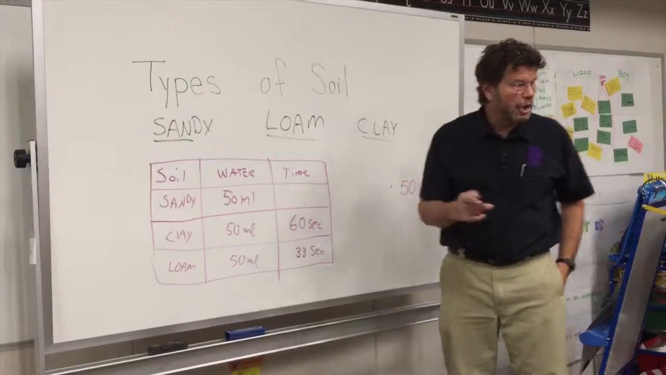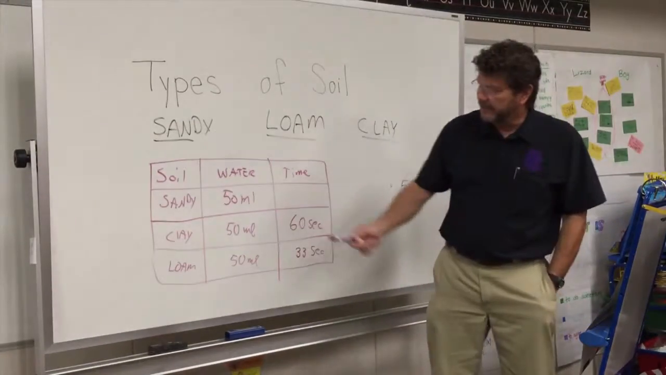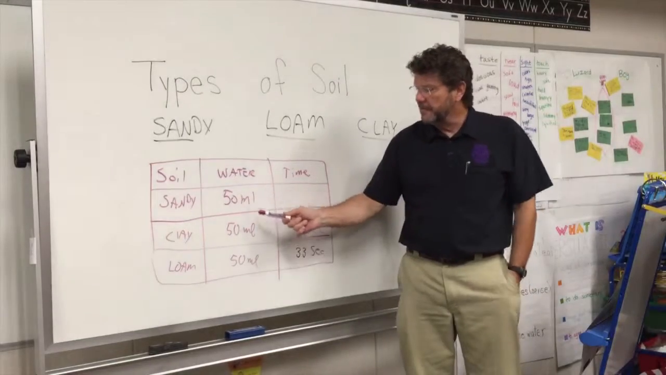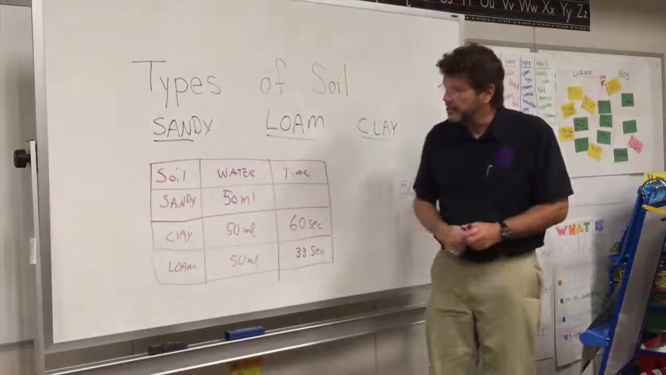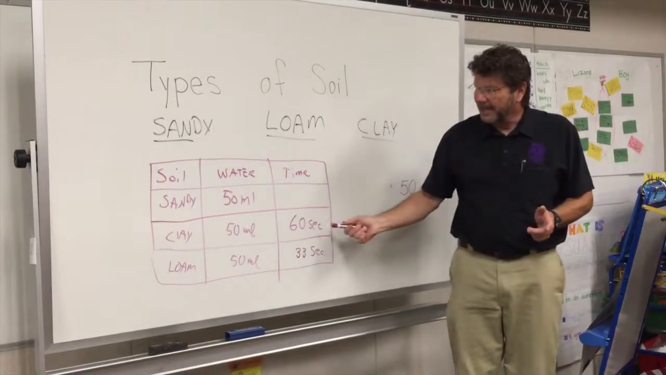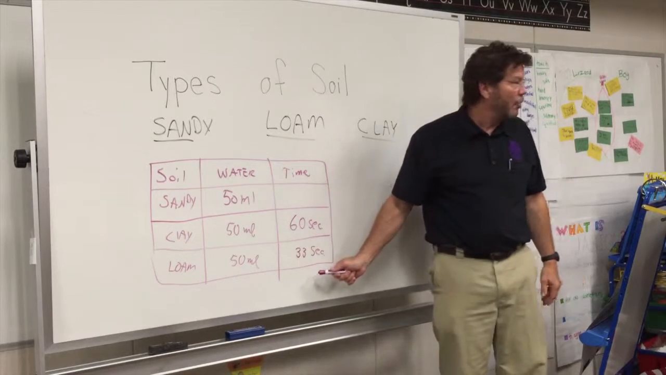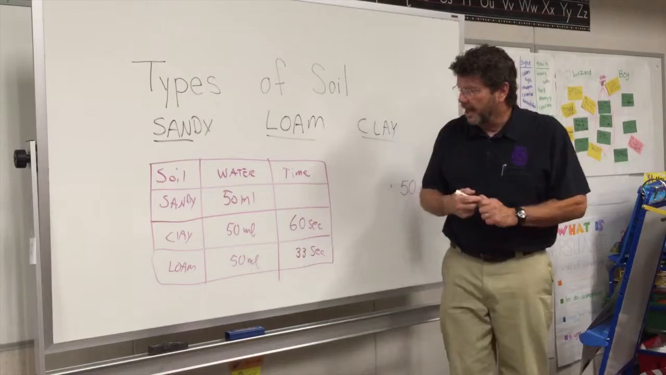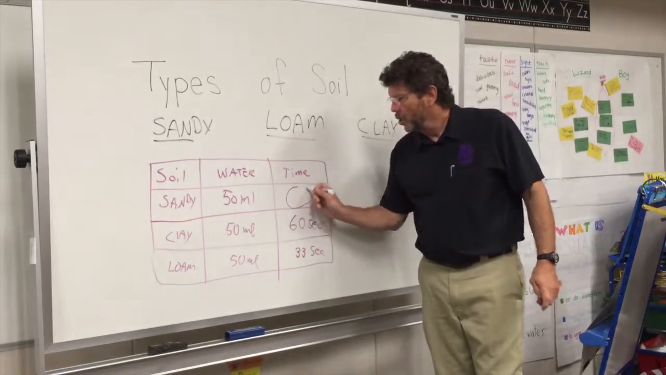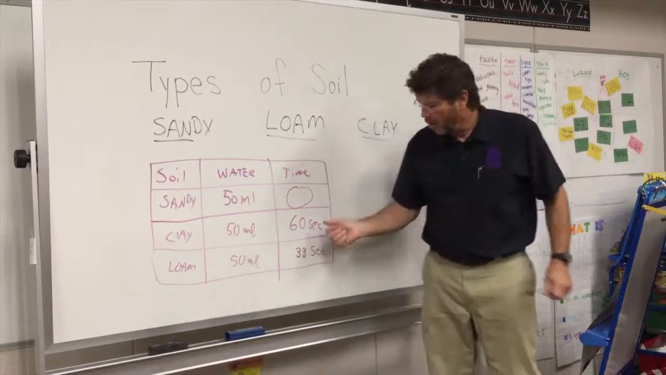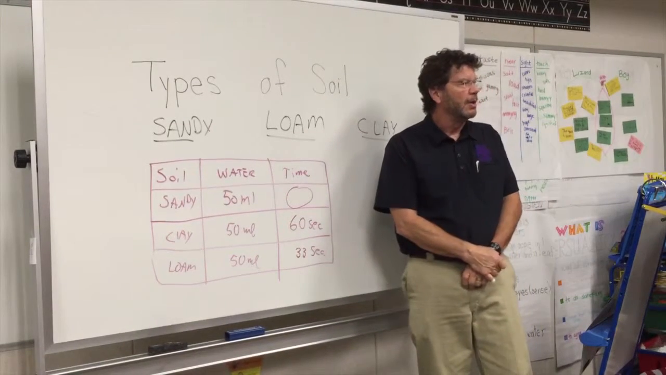All right, so you see your chart. Mine looks like this. I have my soils, sandy, clay, and loam. The water, we put 50 milliliters, 50 milliliters, 50 milliliters. And this is interesting. My clay took a long time, over 60 seconds. My loam was 33 seconds. Now, we have one more to test, which is the sand. What do you think? Is the number going to be higher or lower than these numbers?